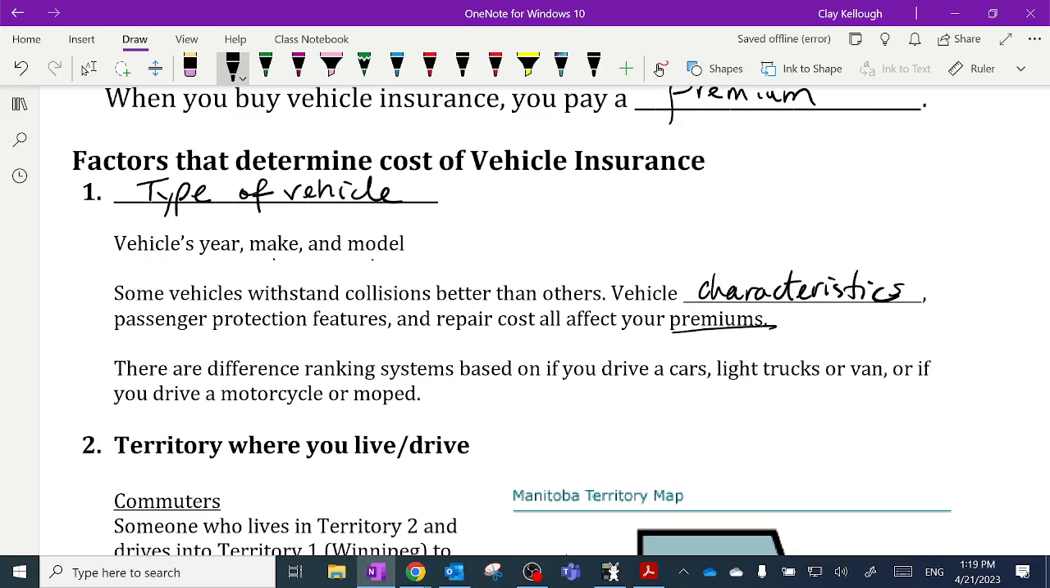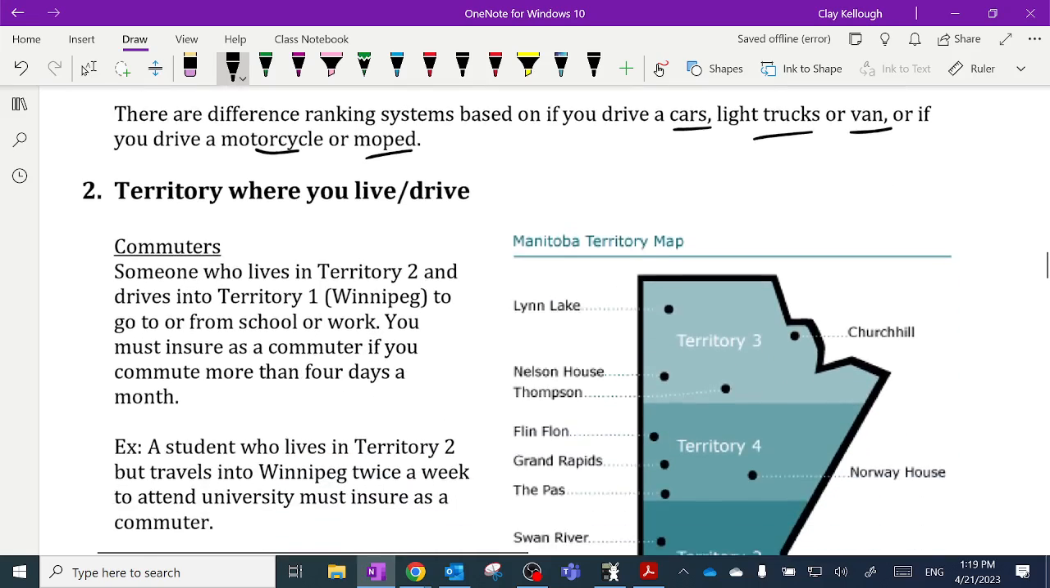Now, they also have different categories for cars, trucks, vans, motorcycles, mopeds. Yes, you're not allowed to even drive a small motorized vehicle, not even a full motorcycle, a moped, without getting it registered and insured. Now, I hate this map, but I get why they do it.